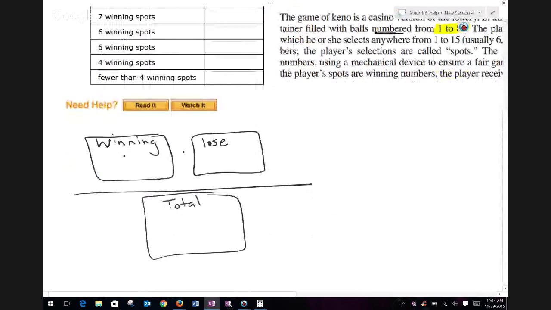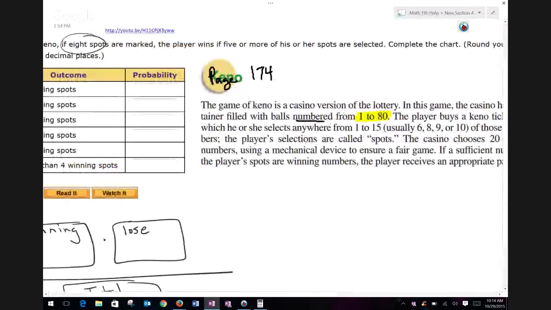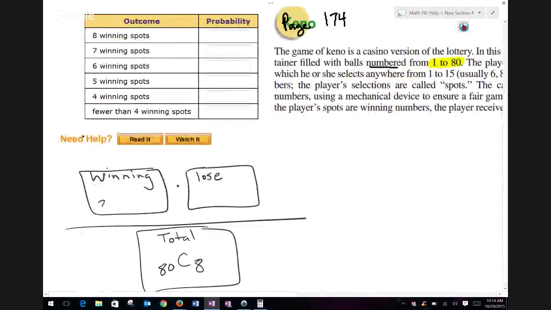So we are picking out of 80 numbers, we are choosing 8 of them, right? There are only 20 numbers picked. So there's only 20 numbers that can be considered the winning numbers. So out of the 20, we're going to choose 8 of them, and out of the 60 losing numbers, we're going to choose 0 of them.